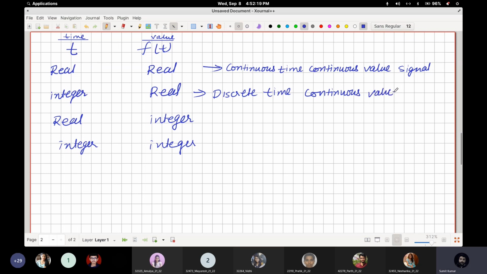Value signal. Similarly, we have this where time is continuous, but this is discrete. So this is called again continuous time discrete value signal. Time and discrete value signal.